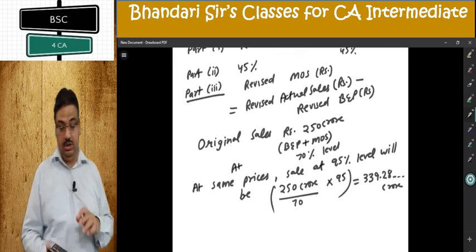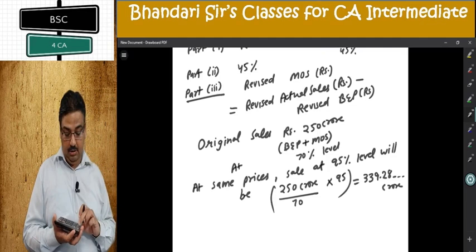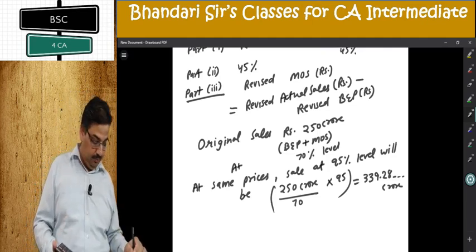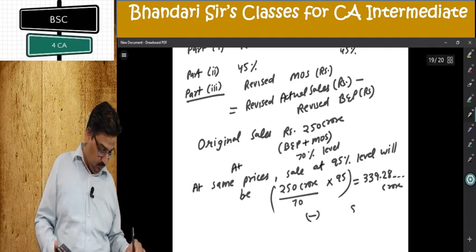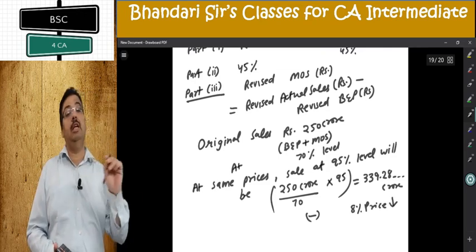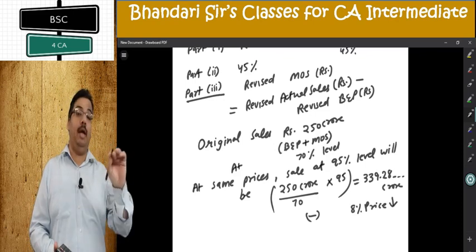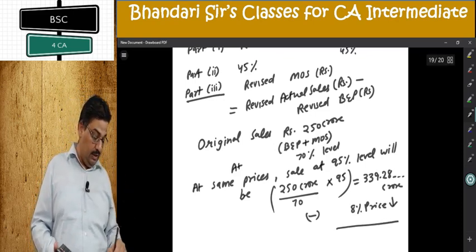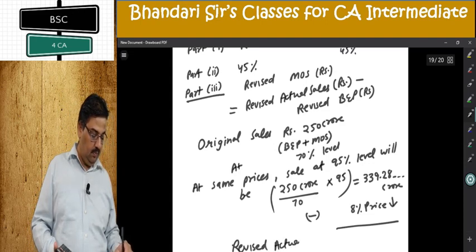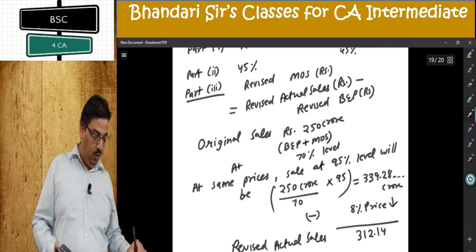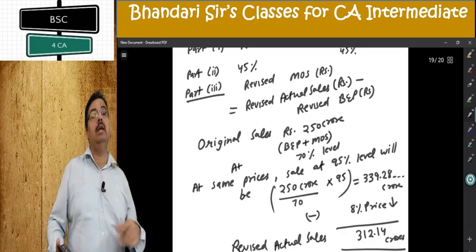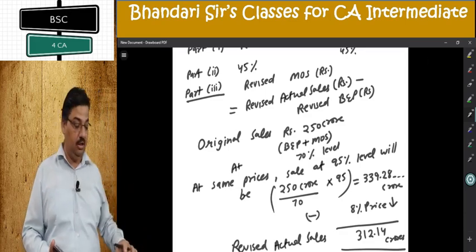First point of the question, sale price will be reduced by 8%. So minus 8%. If selling price declines 8%, sale revenue will reduce by 8%. So revised actual sale shall be 312.14 crores. It's not desired sale, it is actual sale anticipated in the situation.